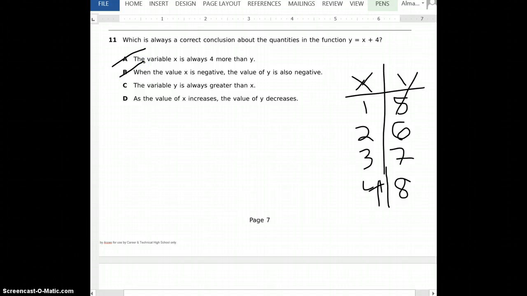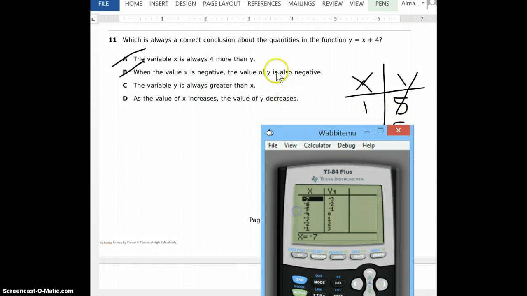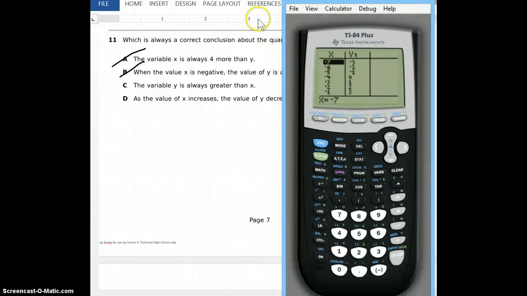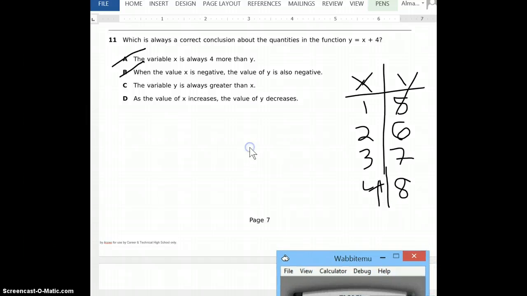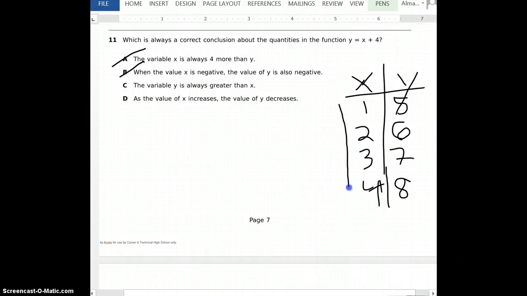The variable y is always greater than x. Is that true? Yeah, it looks like it. But just to confirm, let's look at also our negatives. And yes, we can see very clearly that our y value is always going to be greater than our x value. And as the value of x increases, the value of y decreases. Well, no. The x's are getting bigger, and so are the y's. As the x's get bigger, the y's get bigger. So B is definitely not it. C has to be our answer.